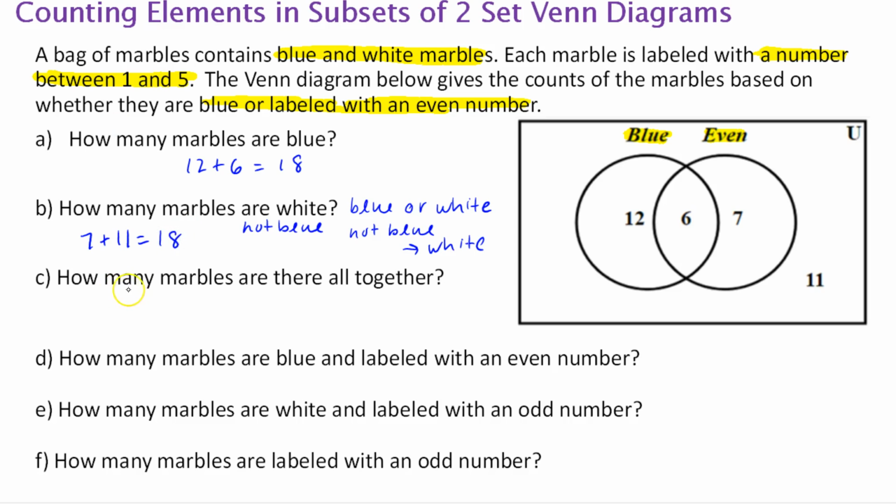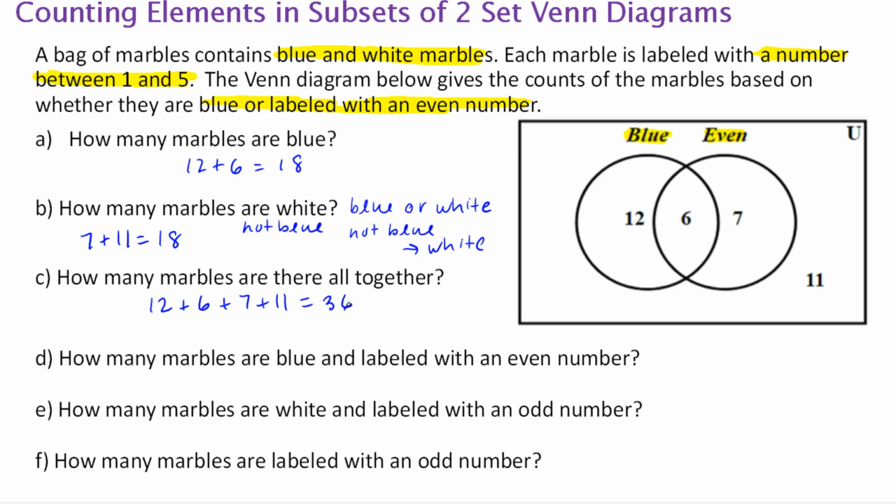Next, we're asked how many marbles there are altogether. Since these are disjoint pieces, this is a universe, and to find all the marbles, we can add up these four numbers. So there's 12 plus 6 plus 7 plus 11 marbles, and 18 plus 18 is 36. So there's a total of 36 marbles.